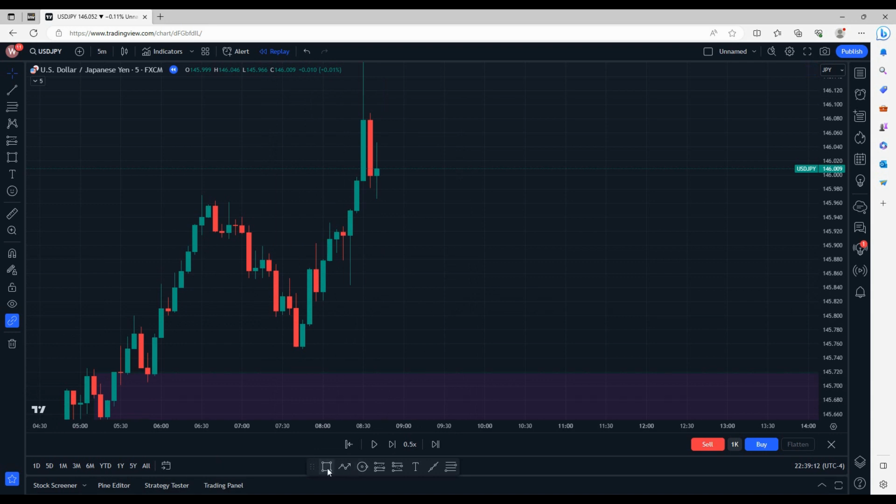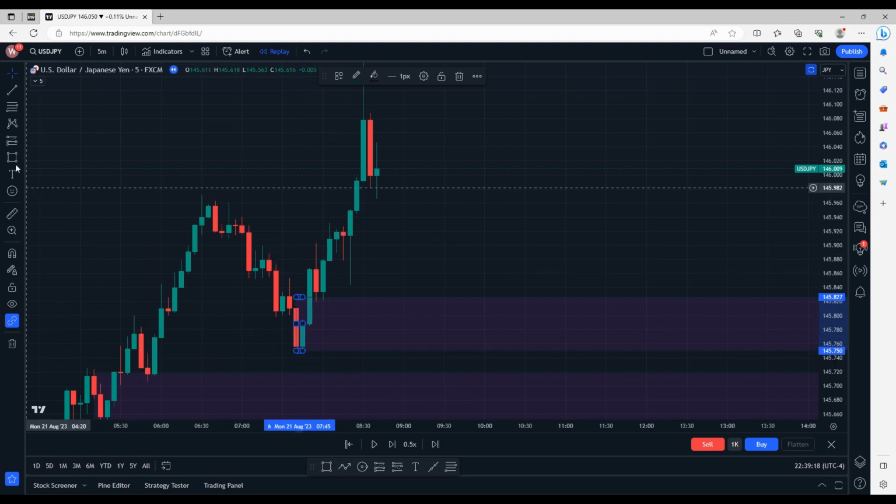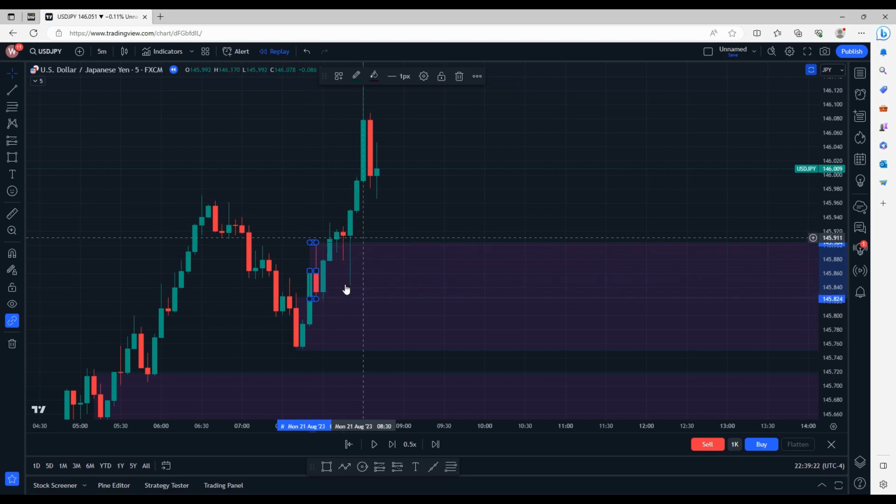There is a zone here. But this could have been a zone as well, where you saw kind of a good move up, went down, and I'm assuming it went back up. So let's see what else it does.